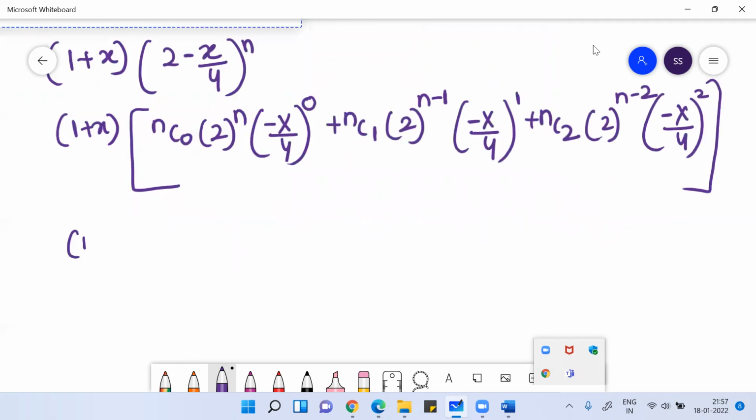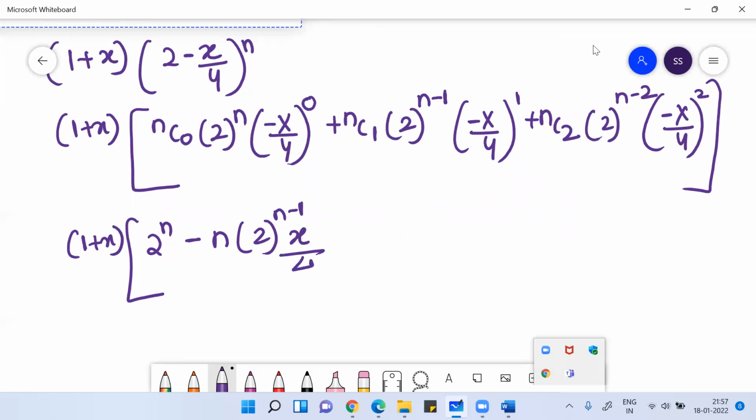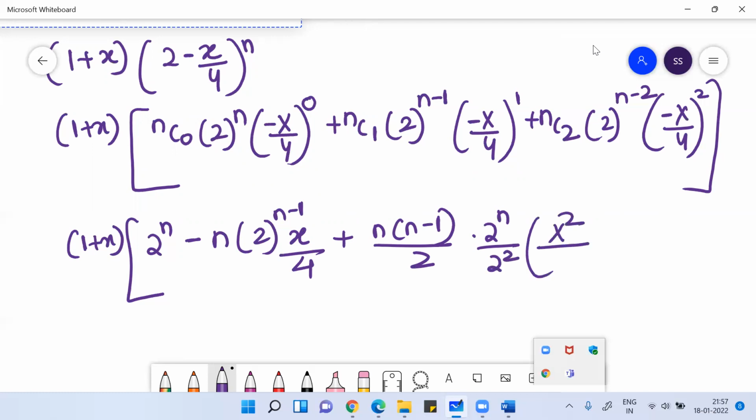So this is 1 + x. Okay, nC0 is 1. This is 2^n. Any number to the power 0 is 1. Then this will be minus nC1, which is n, 2^(n-1), then this is x/4. Fine. So then this is plus nC2, which is n(n-1)/2, and 2^(n-2) I can write as 2^n by 2^2, and this is x^2/16.